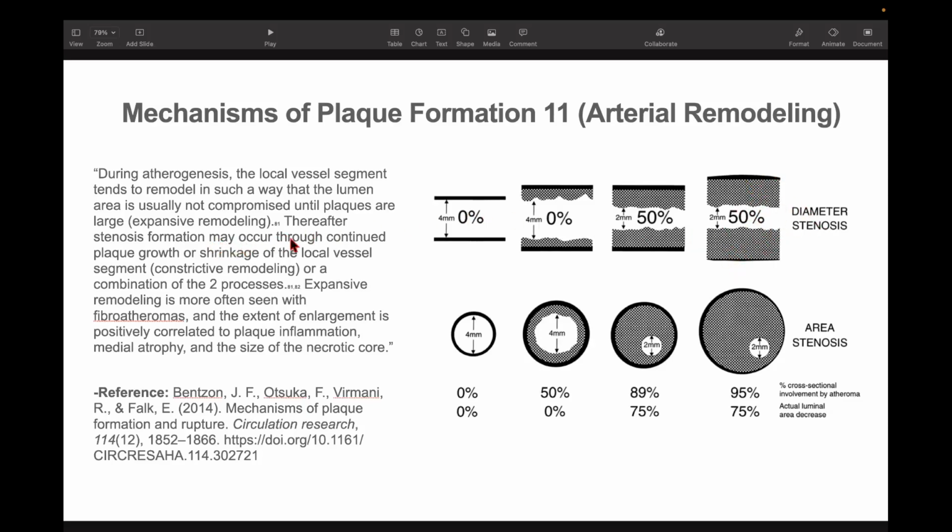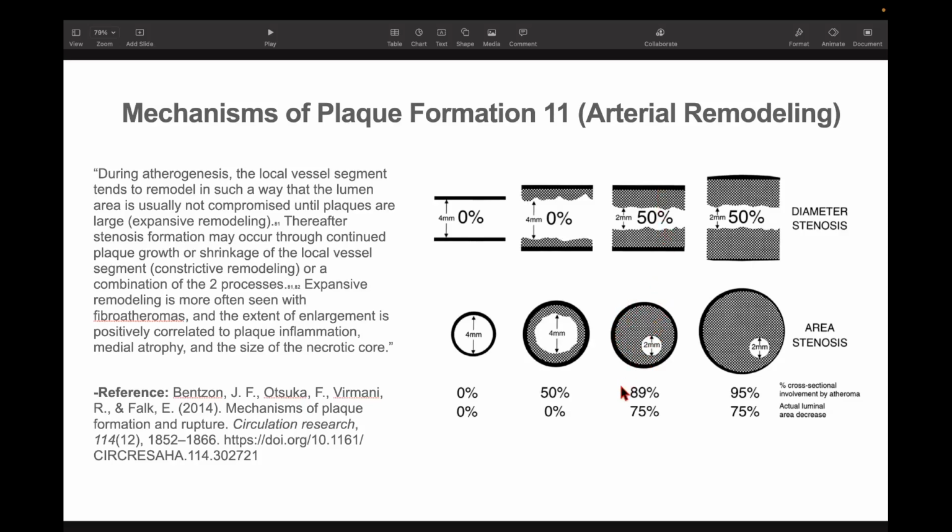Thereafter, stenosis formation may occur through continued plaque growth or shrinkage of the local vessel segment, constrictive remodeling, or a combination of the two processes. Expansive remodeling is more often seen with fibroatheromas, and the extent of enlargement is positively correlated to plaque inflammation, medial atrophy, and the size of the necrotic core. So as the neo-intimal layer increases, it expands outward, and as there's more inflammation and more necrotic core formation, that vessel expands outward.